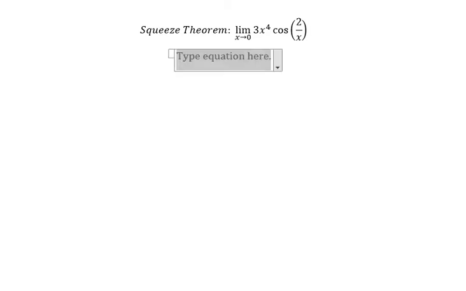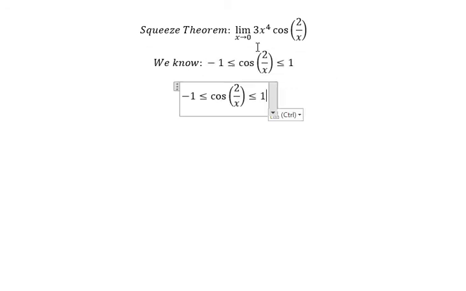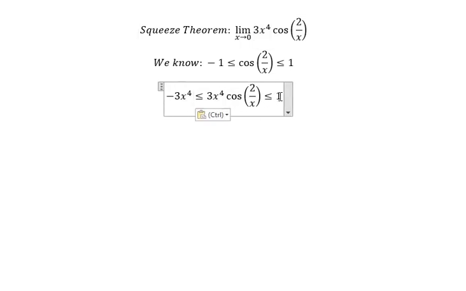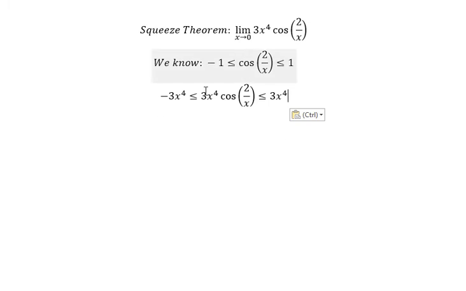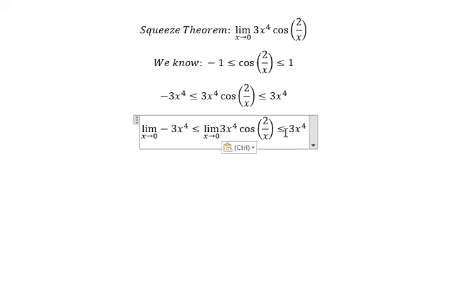We know the range of cosine is from negative 1 to 1. Next, we multiply with 3x to the power of 4 on both sides. Next, we put this one in here, here, and here.